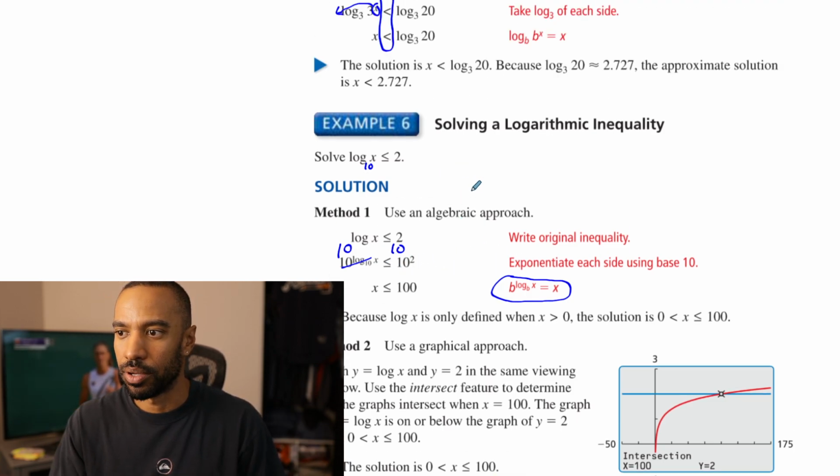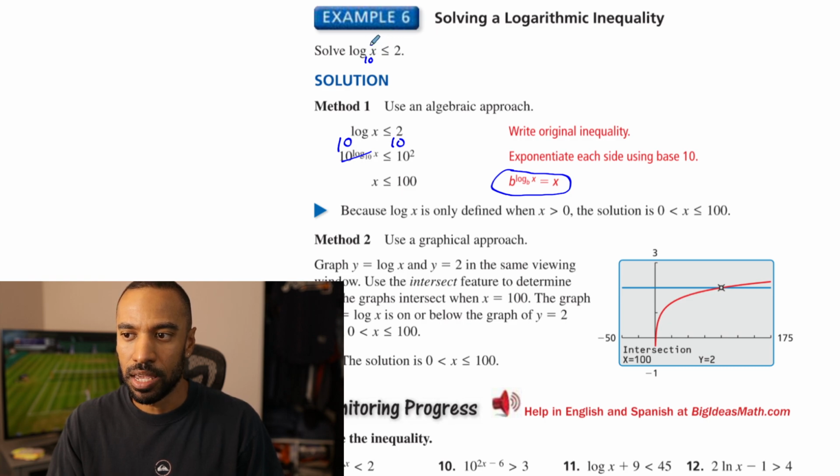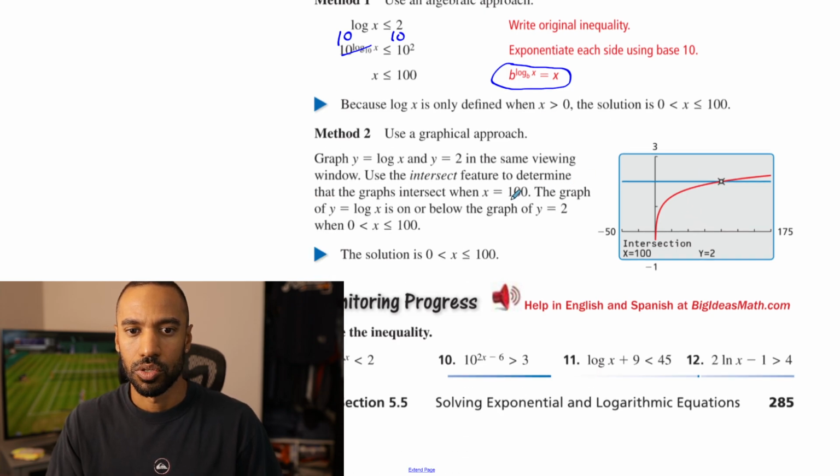However, in this scenario, log of x is only defined when x is greater than 0. Remember your domain. This needs to be a positive number. So it's not just less than or equal to 100, it also needs to stay above 0. So there's a good set for your domain.